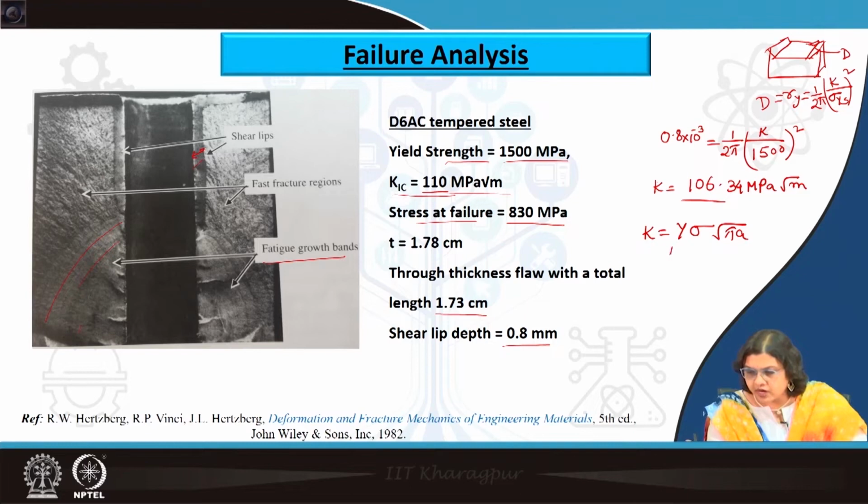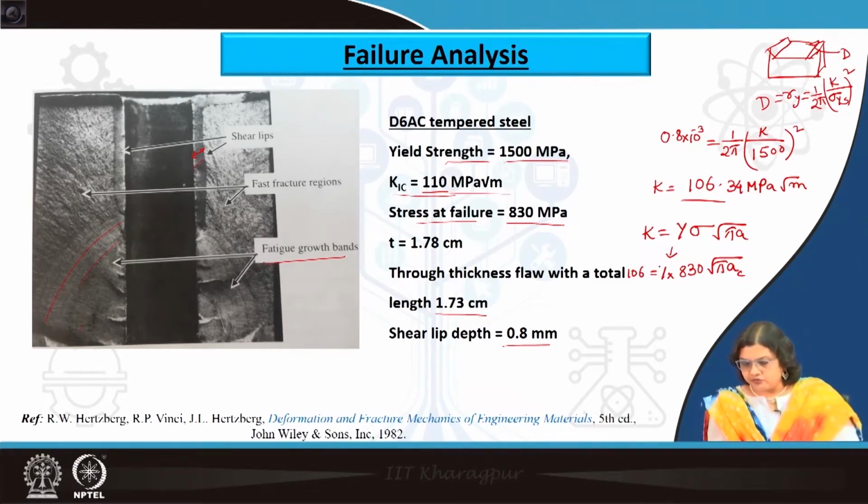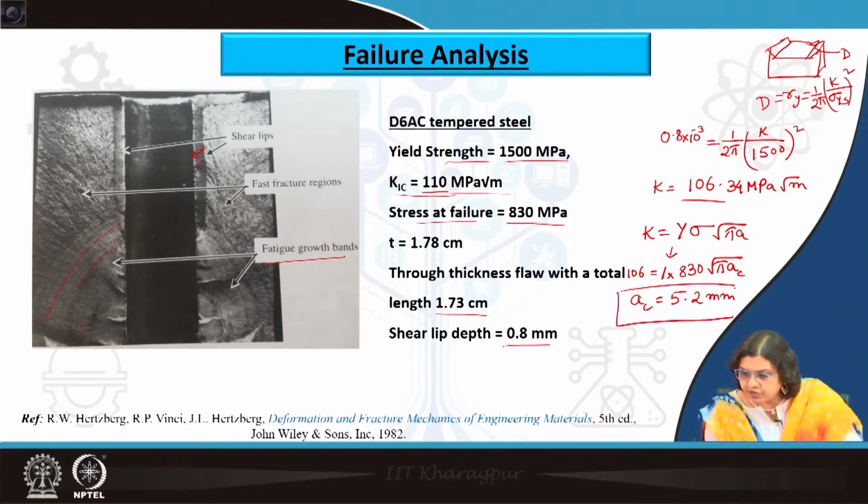Now, in this case y is 1 because it is a through the thickness flaw, and sigma is given as 830 MPa. What we need to figure out is the critical value of a, and K we have already estimated as 106. So, with this we can find out the value of a or a_c, the critical value. So, that comes around 5.2 millimeter.